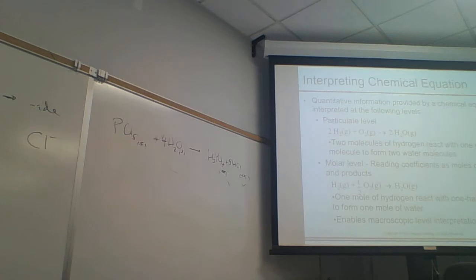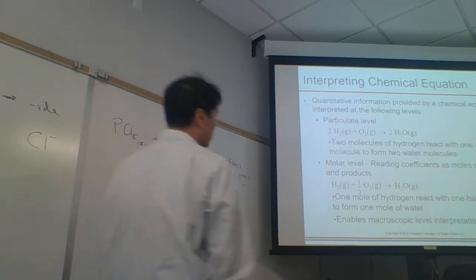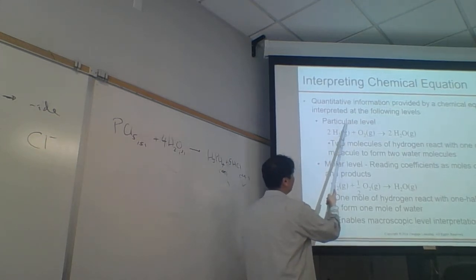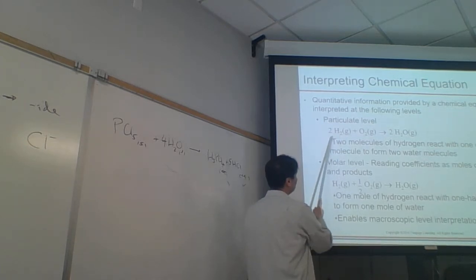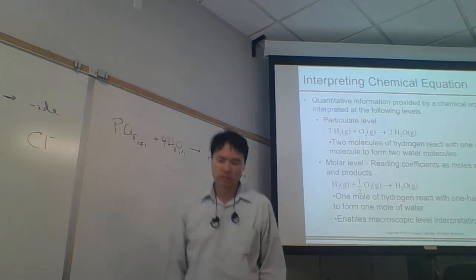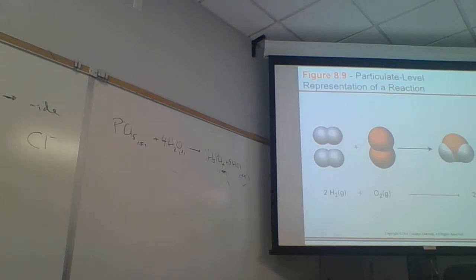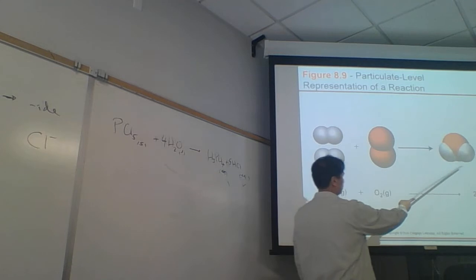There are a couple of ways to interpret this. One is by molecule or by atom, in other words, at the particulate level. And two is at the macroscopic level. So at the particulate level, we have two molecules of hydrogen reacting with a molecule of oxygen to form two molecules of water. The particulate level would look something like this. Two molecules of hydrogen reacting with one molecule of oxygen to give us two molecules of water.